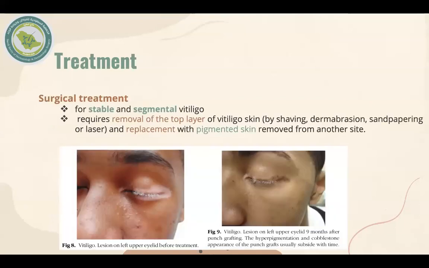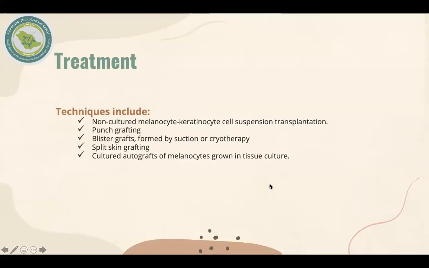Surgical treatment is usually for stable and segmental vitiligo. It requires removal of the top layer of vitiligo skin by either shaving, dermabrasion, sandpapering, or laser, and replacing it with pigmented skin removed from another side of the body. Here you can see a picture after punch grafting. We have a lot of surgical techniques.